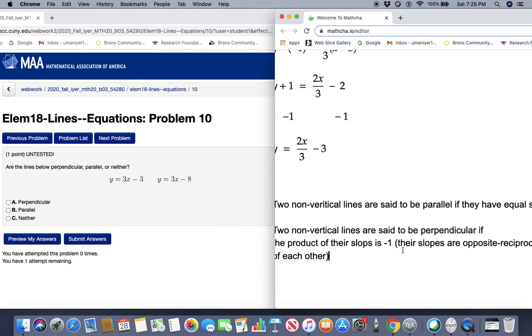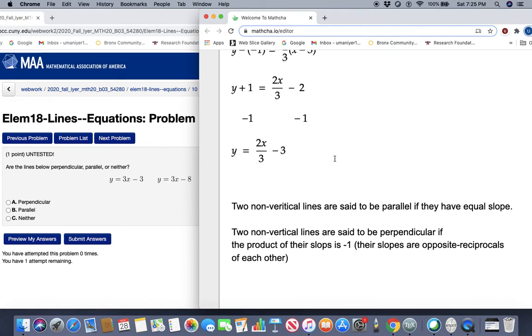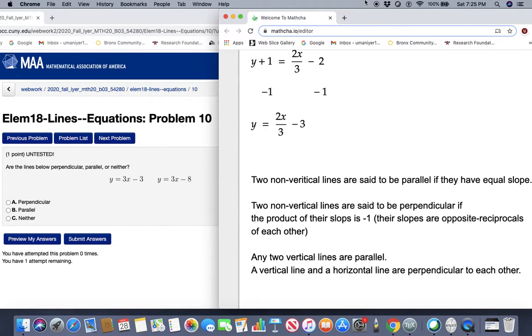So let me enlarge it so you can see clearly. Now notice what happens if you have vertical lines. Any 2 vertical lines are parallel. All right. Then lastly, a vertical line and a horizontal line are perpendicular. All right, so these are the rules.